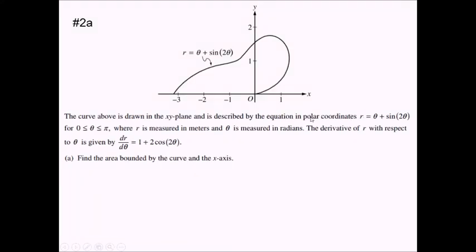For this problem, we have a polar equation here given by R. And let's see, this is on the interval from 0 to pi. We want to know, for the first part of this, what the area bounded by the curve and the x-axis is. So I'm going to go on my calculator and enter a few things in here.